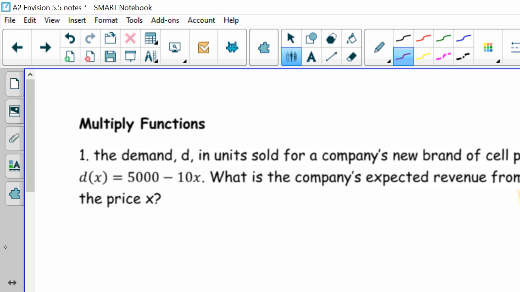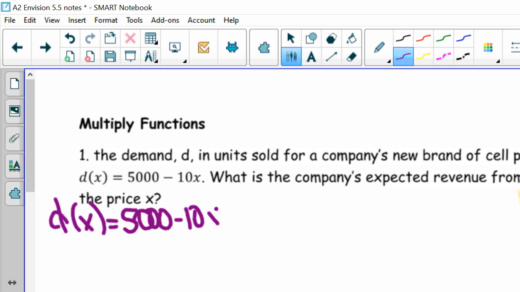First, let's talk about what our demand is and what our domain is. They give me the demand, D of X equals 5,000 minus 10X. Let's talk about the domain of the demand. Demand is how much they need, right? Well, we know that that would have to be greater than or equal to 0, because they're not going to have a demand of negative 5 units.